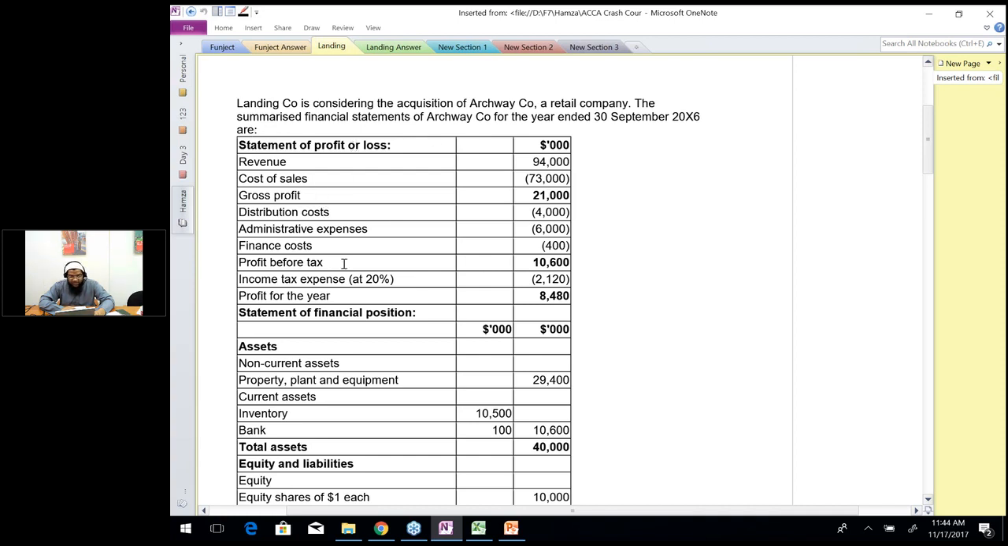2016. So the question has given us the finances of Archway, which we are going to purchase, similar to the previous one where Funjack was acquiring the Espet company. So the question has given us the income statement with revenue 94,000, cost of sales 73,000, gross profit 21,000, distribution cost 4,000, admin expenses 6,000, finance cost 400, profit before tax 10,600, income tax 2,120, and the profit for the year 8,480.